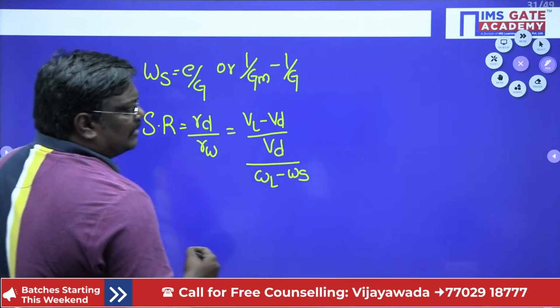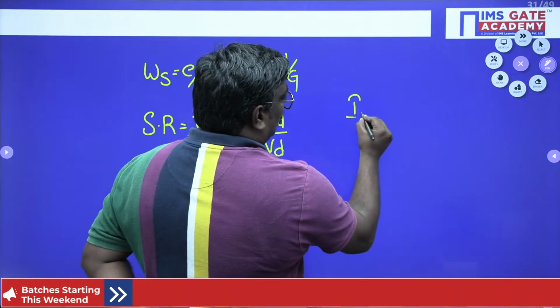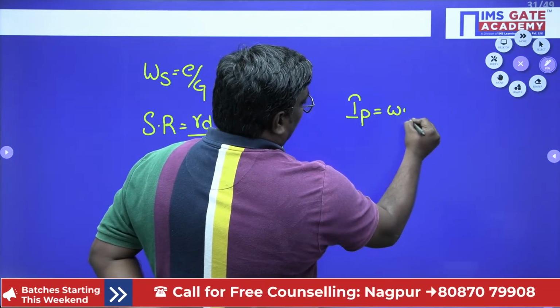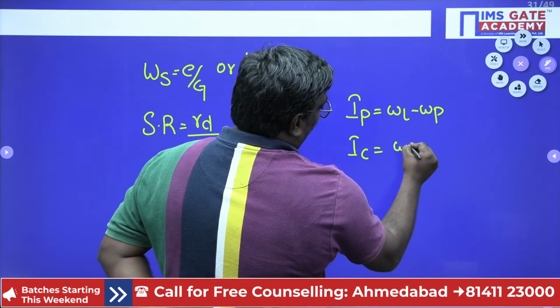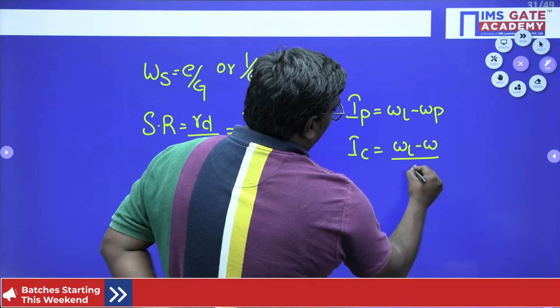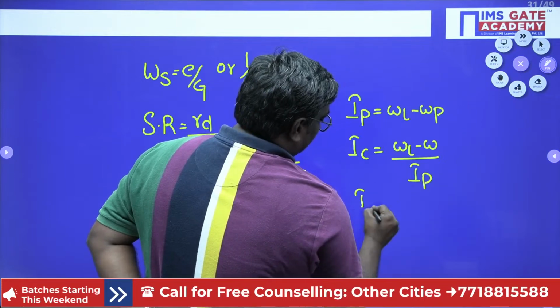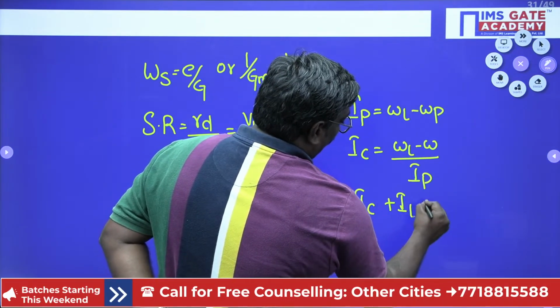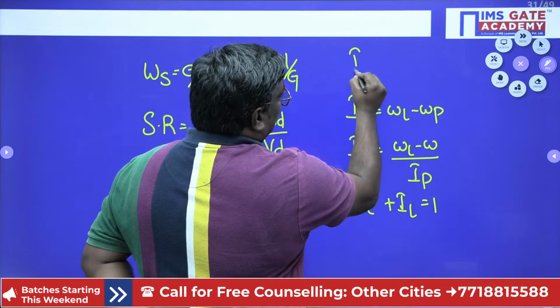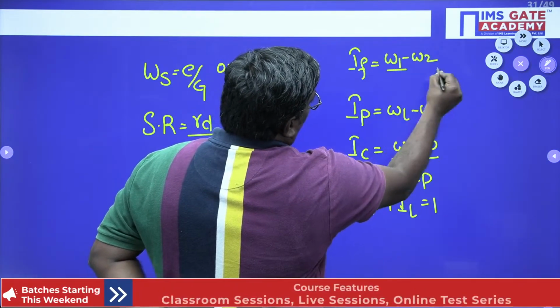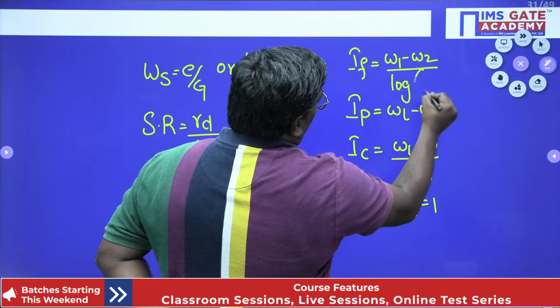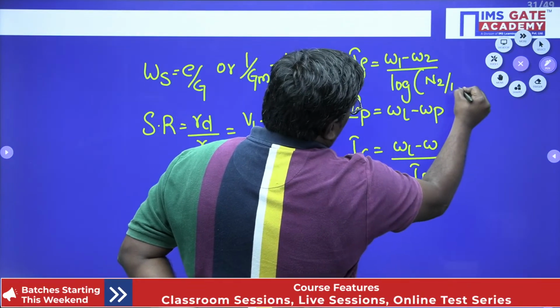And we have different indices. IP is equal to what? WL minus WP, and we have IC is equal to (WL minus W) upon IP, and remember that IC plus IL is equal to 1. You also have to remember the flow index, that is IF is equal to (W1 minus W2) upon log (N2 by N1). So we have different formulas here, my dear students.